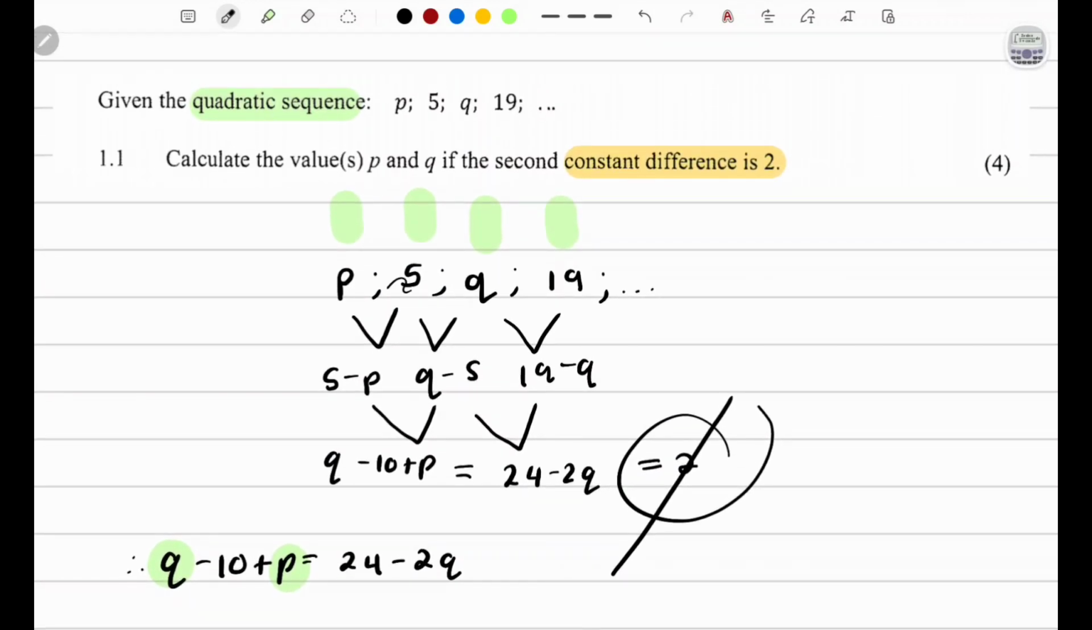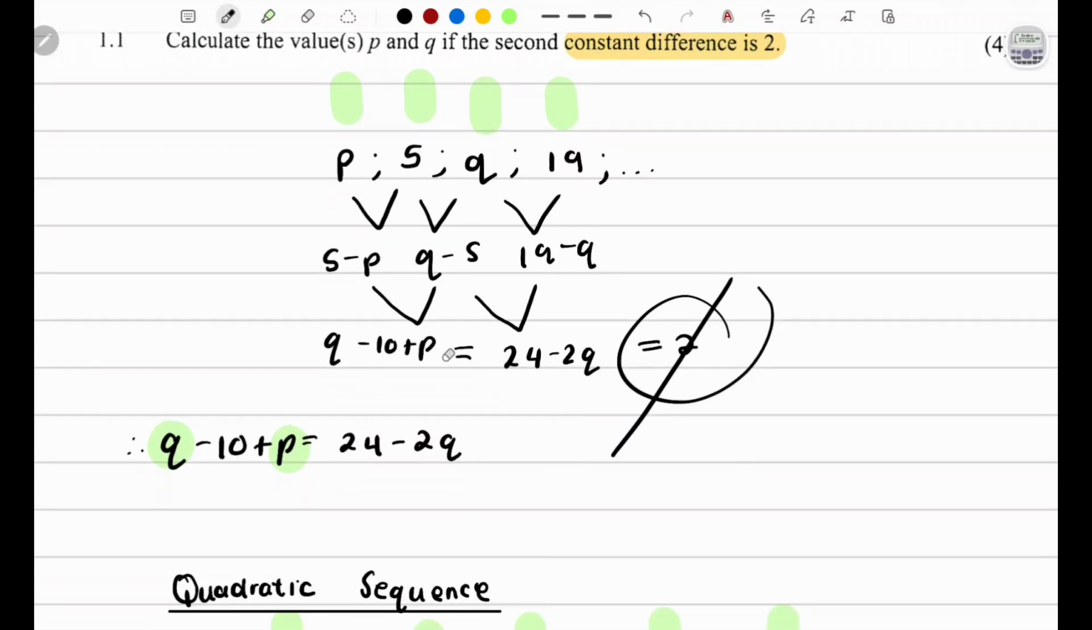But here, the issue was that there were 4 terms already here. So it means that in the second constant difference, we were only going to have 2 terms, which would just form one equation. One equation only helps you to find one variable. And so that's not useful. That's why they had to tell you that the second constant difference was 2.